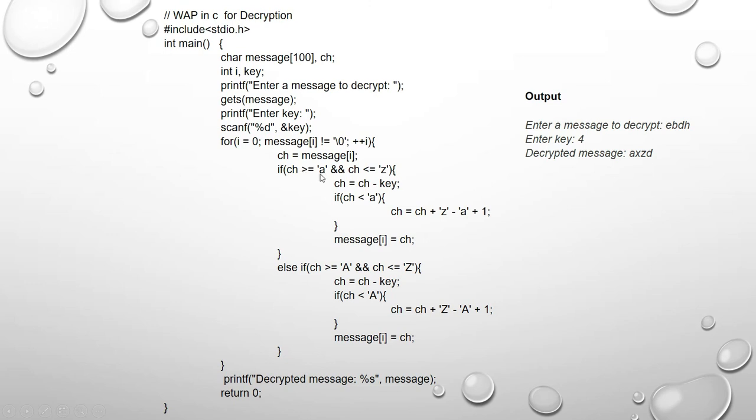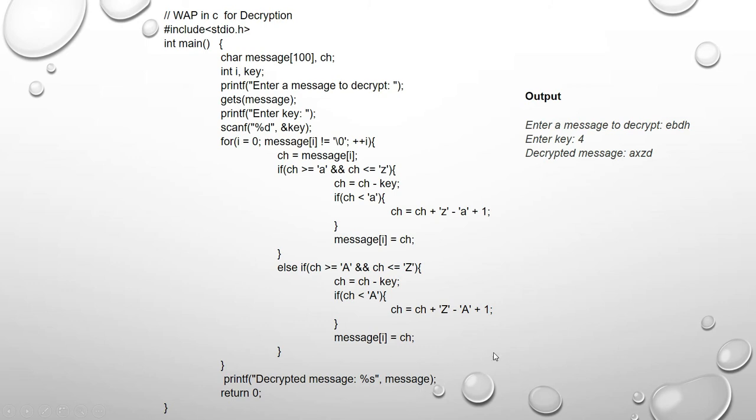And if it is not between small a to small z, maybe it falls between capital A to capital Z. That's why the else if is there, and the same choice is minus the key option, whatever key you have assigned, like 4, then the range is checked. If it is not in range, then it goes forward to the option, now message of i is equal to ch. In such a manner, at last you have to print the decrypted message, that %s message is there.